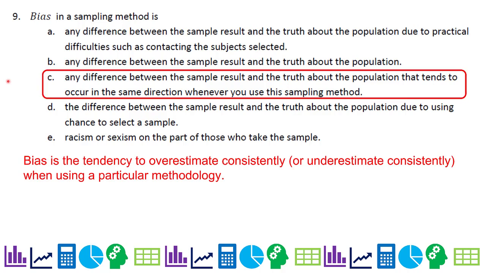So bias is any difference between the sample result and the truth about the population that tends to occur in the same direction consistently whenever you use this sampling method.